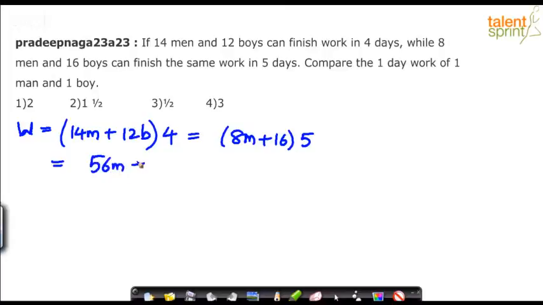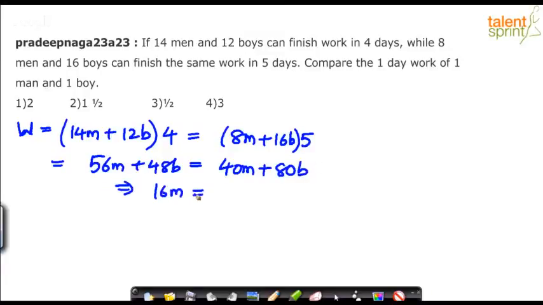56 men plus 48 boys is equal to 40 men. This is 16 boys, I'm sorry. 8 men and 16 boys, right? 8 men and 16 boys. So 8 times 5 is 40 men and 16 times 5 is 80 boys. So simplify, what do we get? 16 men equals 80 minus 48, 32 boys. So we can say one man is equal to 2 boys.